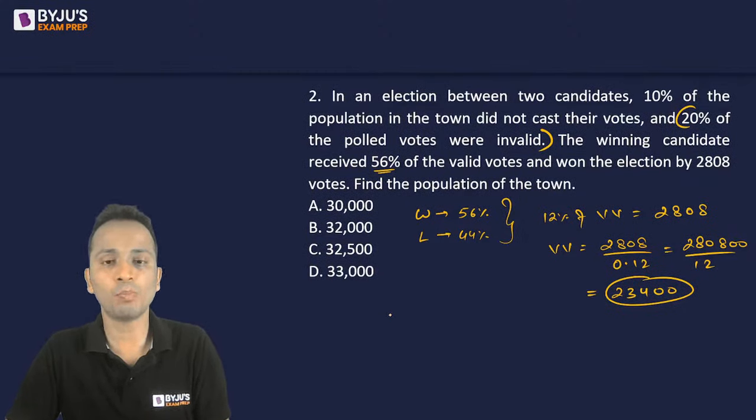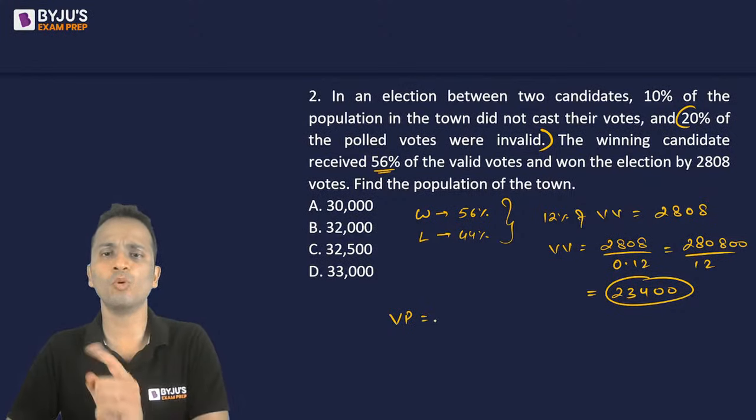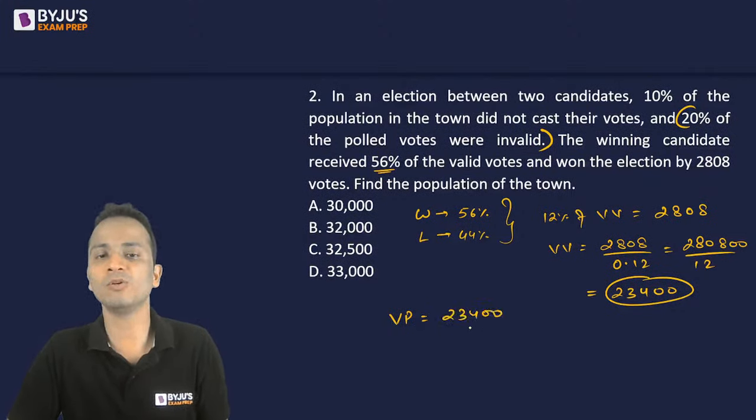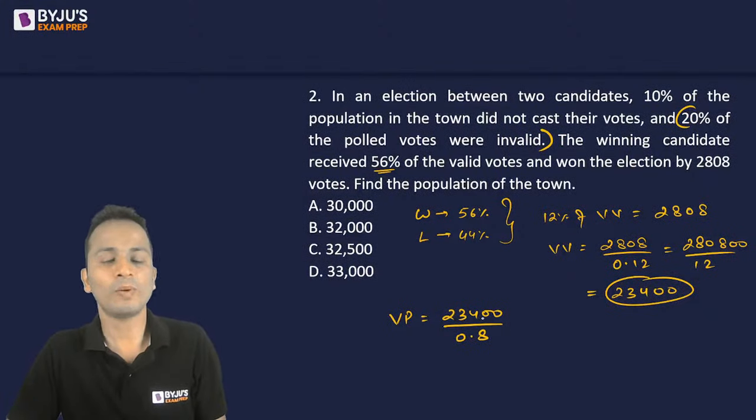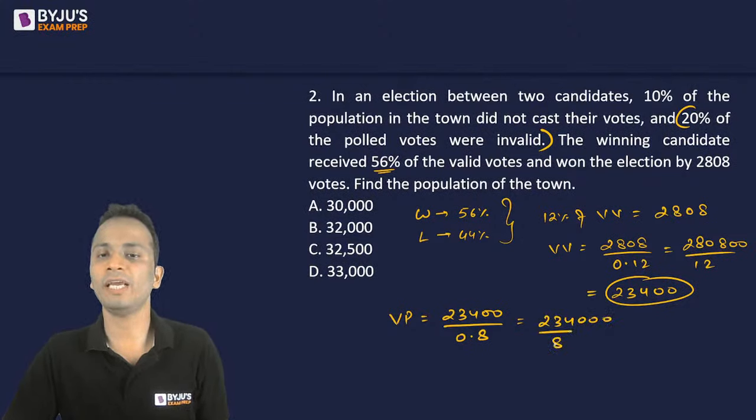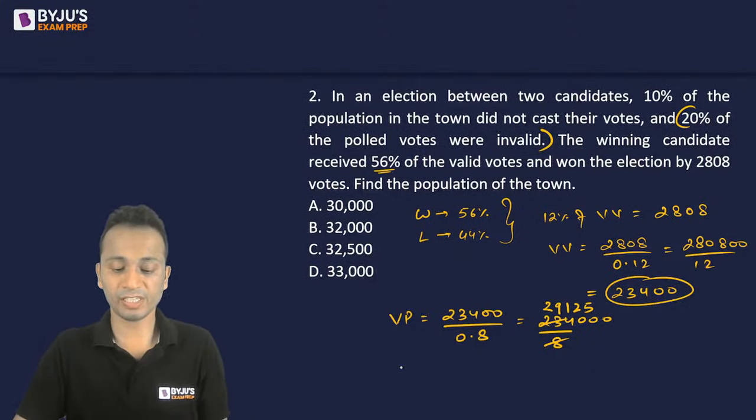So 80% of something is 23,400. So that means the number of votes polled, I'll call it VP, votes polled, will be equal to 23400 divided by 0.8. Okay. Why 0.8? Because 80%. So 80% of the votes polled is valid. So 23,400. Now if I solve it, I'll get 234,000 divided by 8. 234 will not divide by 8 completely, but let's see. So here it will be 29,250 votes polled.